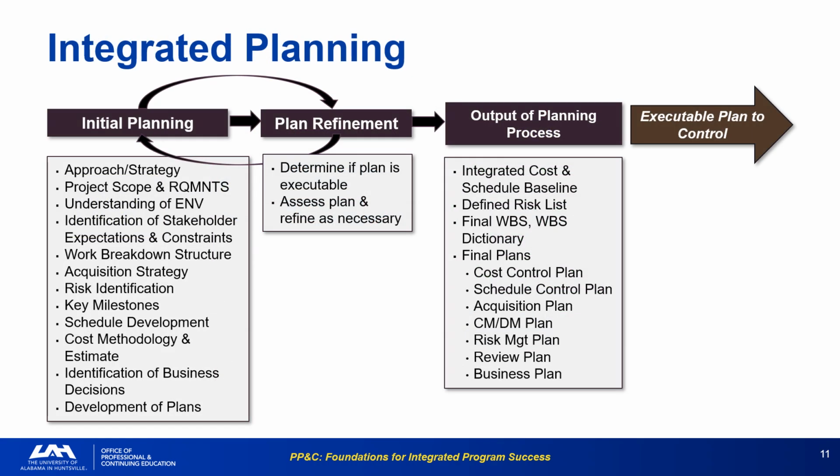The goal of the planning phase is to produce an executable plan to control. Initial planning includes scope definition, strategy, and risk identification, which feeds into plan refinement. The output must include an integrated cost and schedule baseline, defined risk list, and various executable control plans. A non-executable plan will doom the control phase. Planning must fully assess and refine the proposed path.